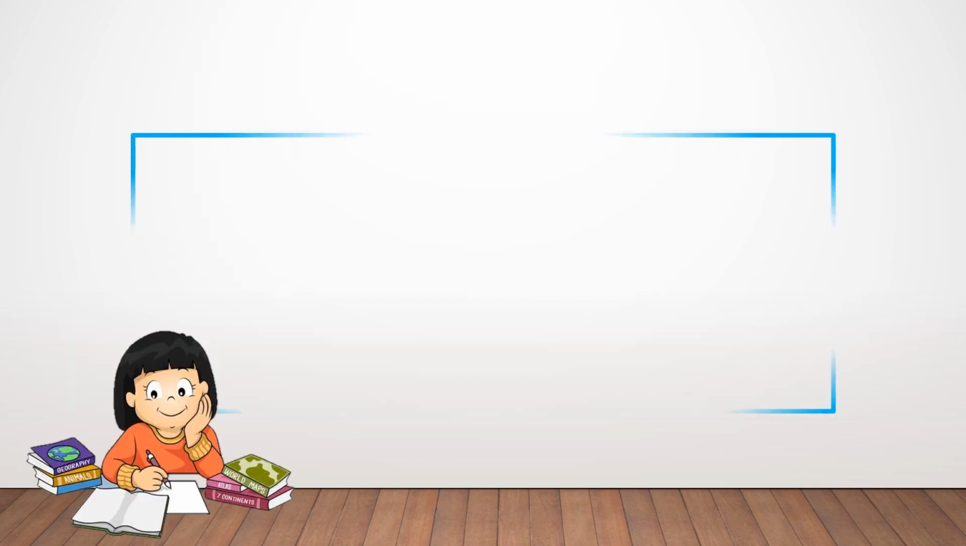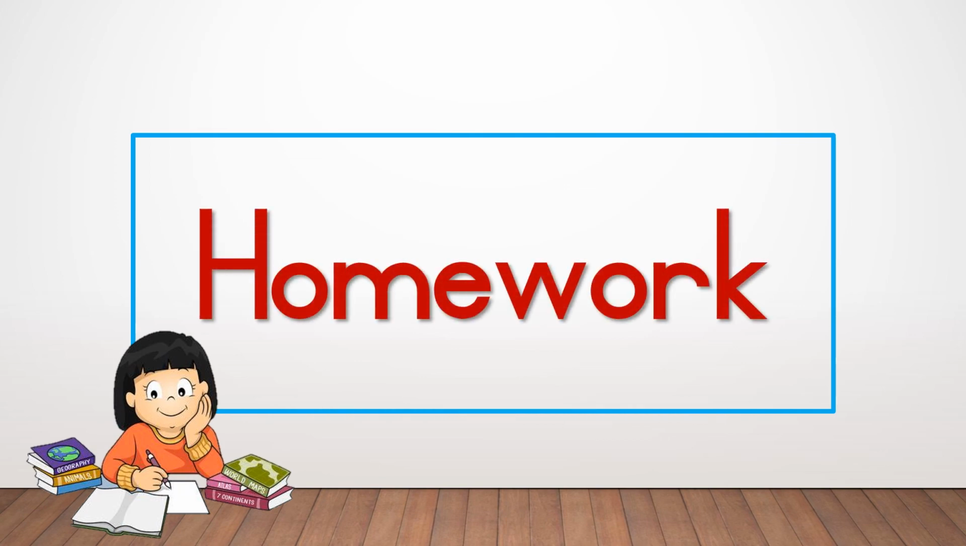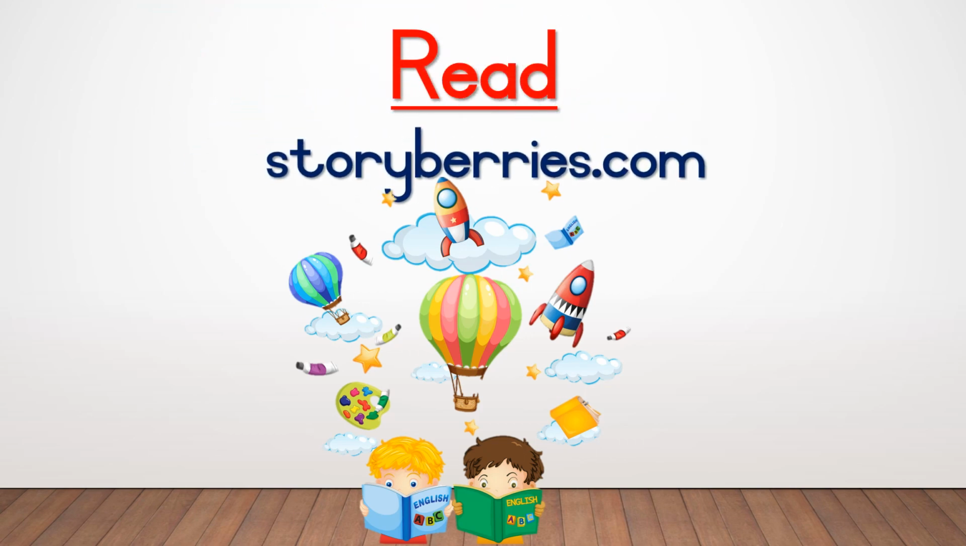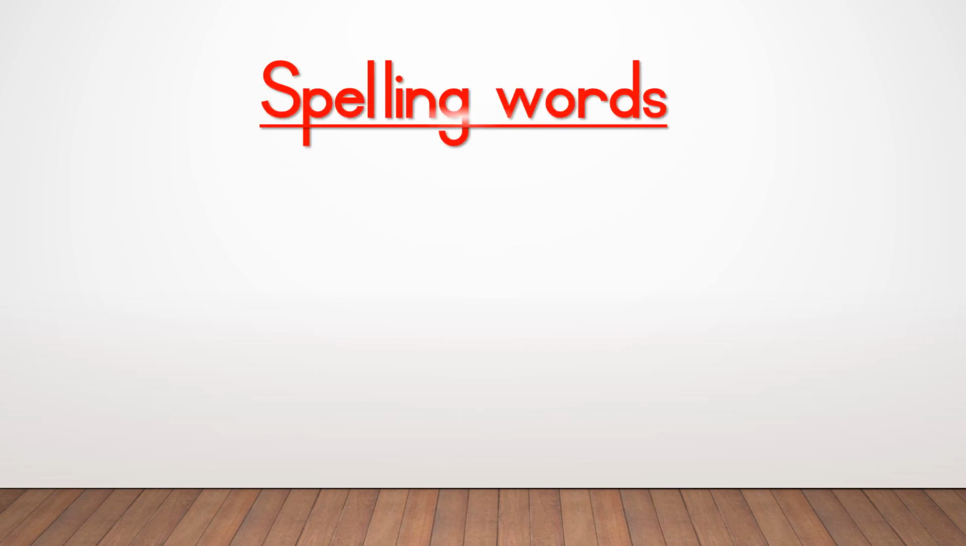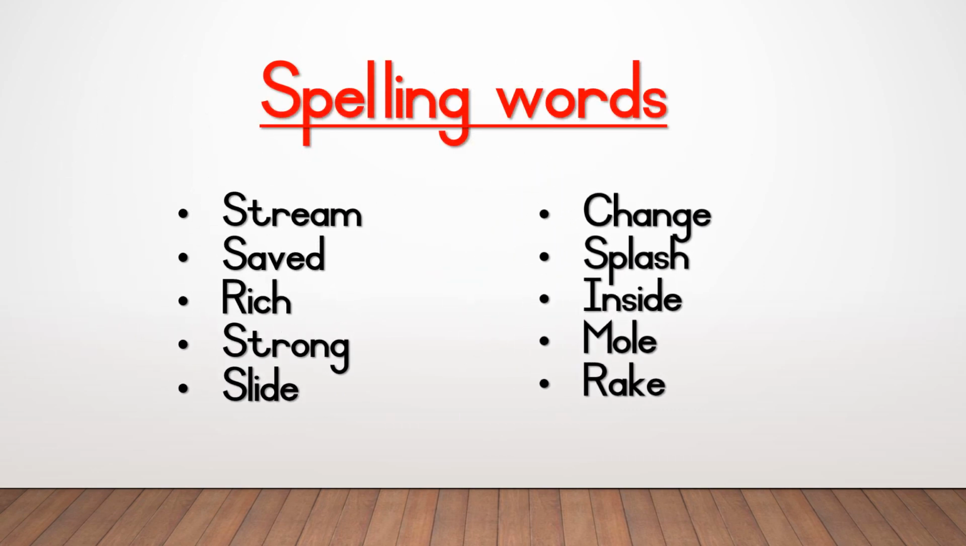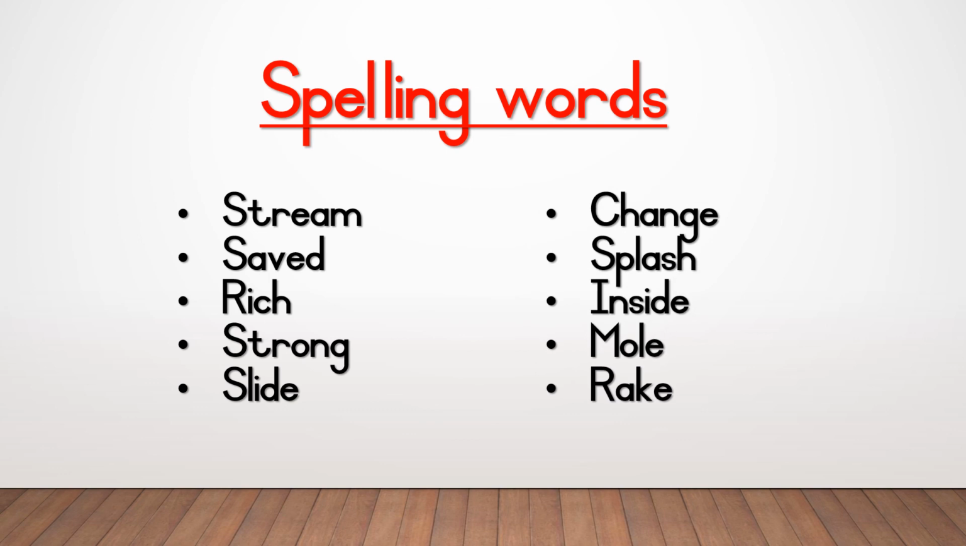The last thing for English today is homework. Now I want you to go read for me at storyberries.com. The last piece of your homework is spelling words. Please go practice these 10 words, each 10 times. Stream, saved, reach, strong, slide, change, splash, inside, mall, and rake.